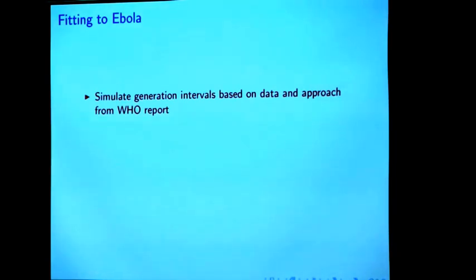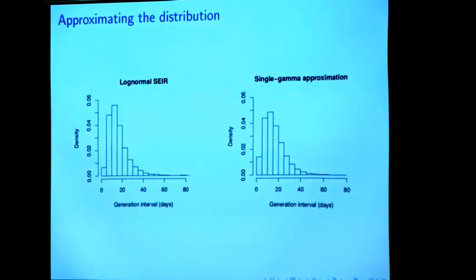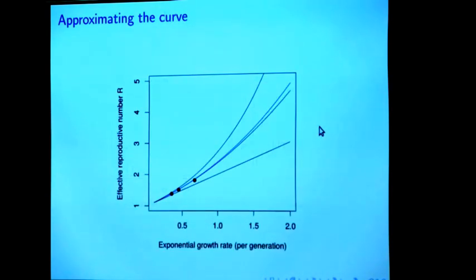So we fit this simple approximation to the data that we saw from Ebola, and what we did is we tried to make a fairly realistic and not very gamma-ish model of the generation distribution and ask what's the real, for our idealization, what's the real relationship between big R and little r, and what do we get from our simple approximation.